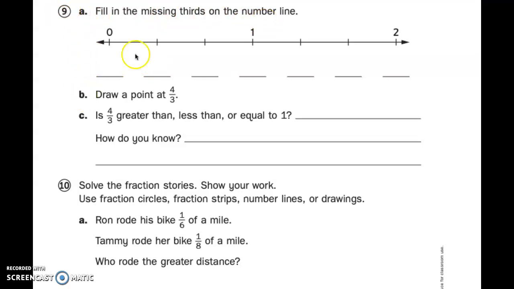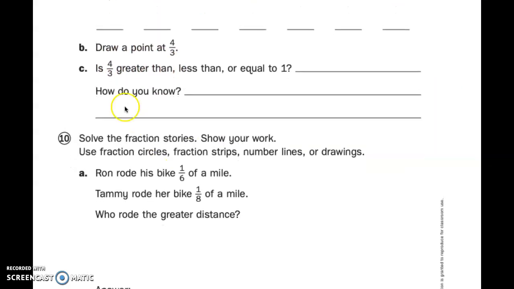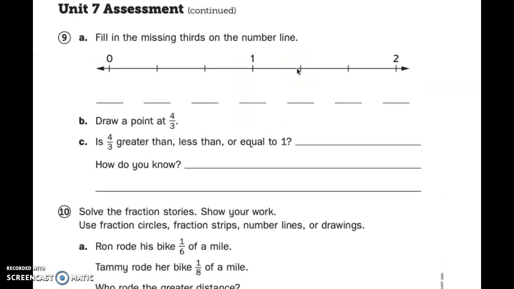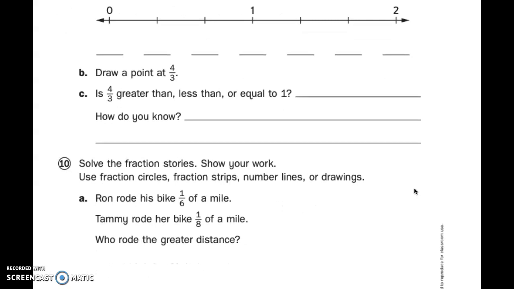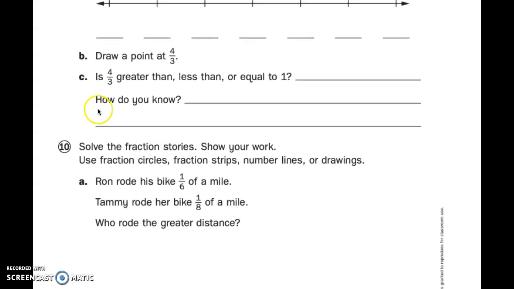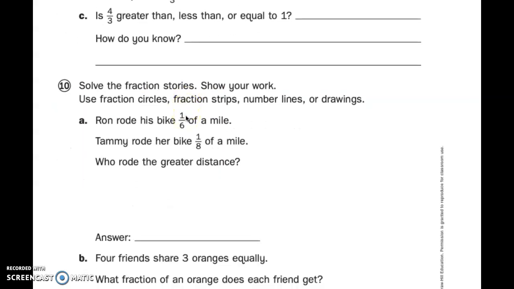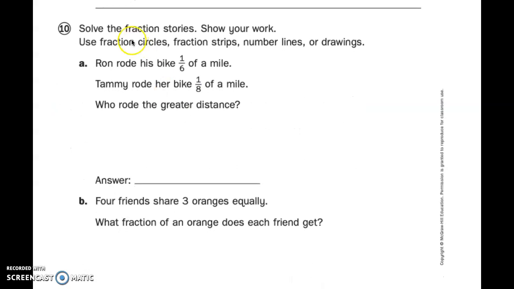Part B of 9 is to draw a point on 4/3. So on this number line, draw a point, a dot. Is 4/3 greater than, less than, or equal to 1? So see where 1 is on the number line and where you would put 4/3. Is it greater than, less than, or equal? And then how do you know? Explain it.